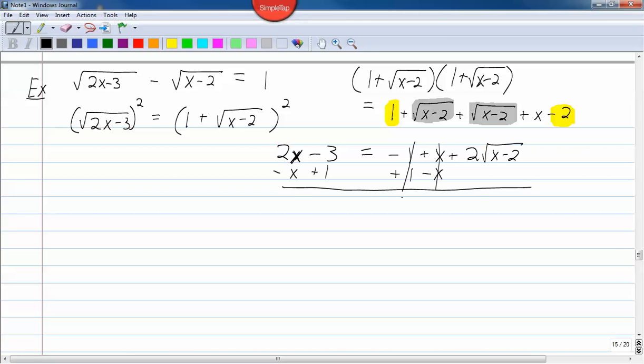2x minus 1x is 1x. Negative 3 plus 1 is negative 2. Alright, so I have x minus 2 equals 2 times the square root of x minus 2. Now, once you get a radical by itself, square both sides.